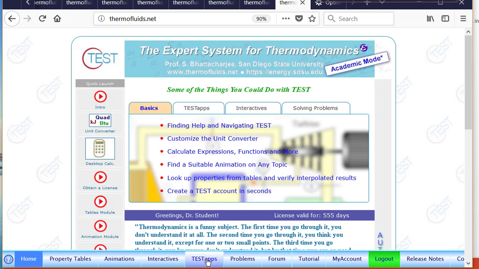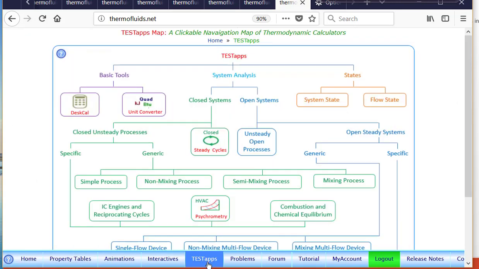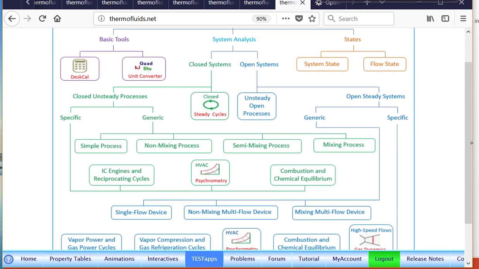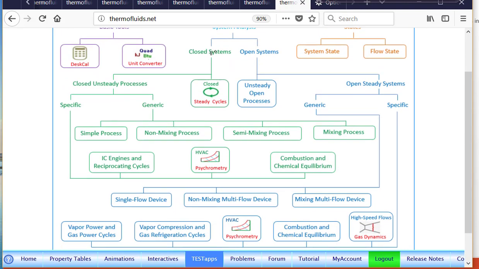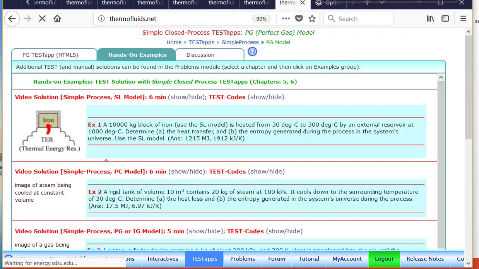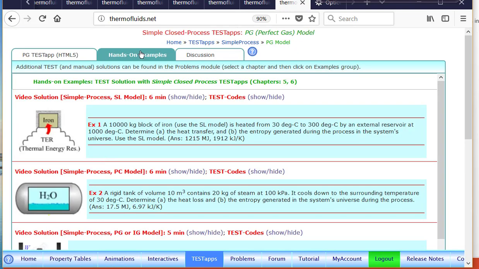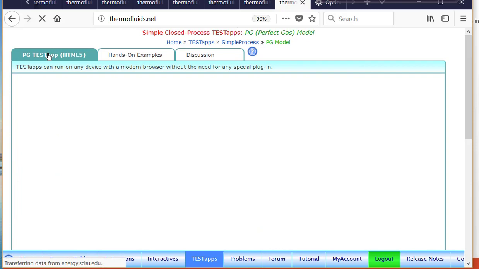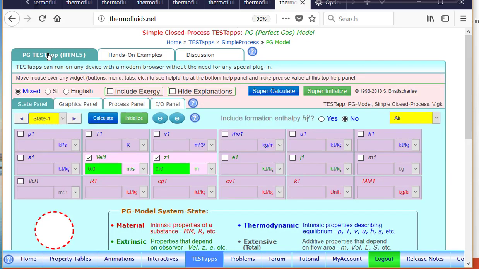Okay, to solve an example, let's go to the TESTcalc steps module and launch a closed system generic branch. And we follow the closed generic branch, simple process, and launch the PG model. In the hands-on examples, there will be several exergy related examples posted soon, but let's go to the app page and let's recreate the problem we already solved.